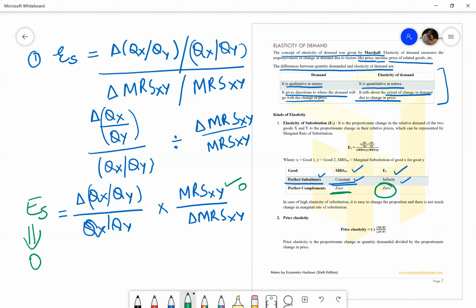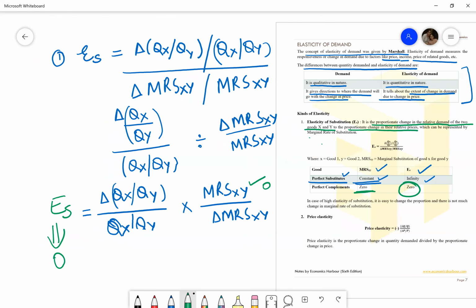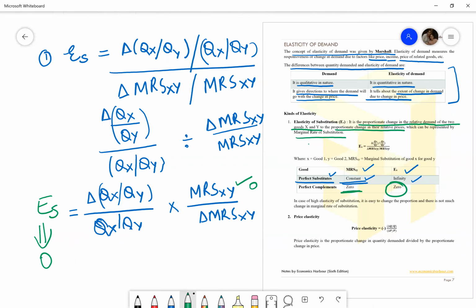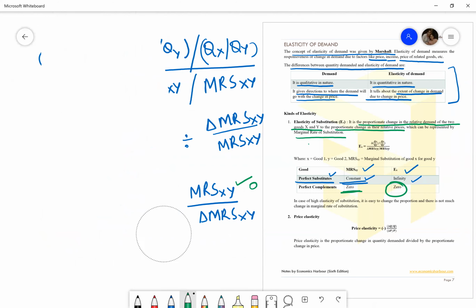Right. So with this, we come on to the definitions of elasticity of substitution. It is the proportionate change in the relative demand of the two goods, X and Y, to the proportionate change in relative prices, which can be represented by the marginal rate of substitution. So this was the first kind of elasticity of demand.